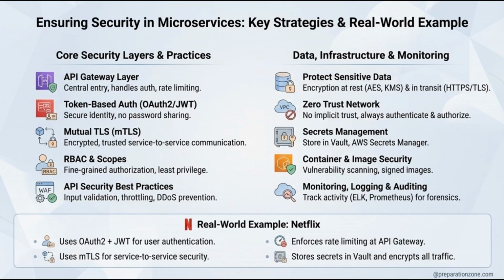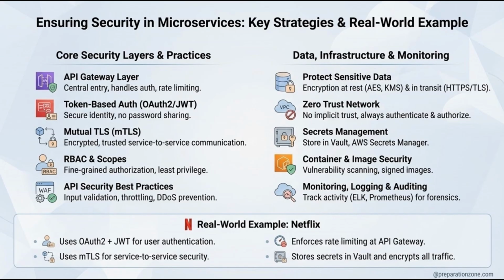We rely on token-based authentication like OAuth or JWT instead of passwords. A token securely represents identity and permission for every call. For internal service-to-service communication, we use mutual TLS. This ensures encrypted channels and that only verified services can talk to each other.